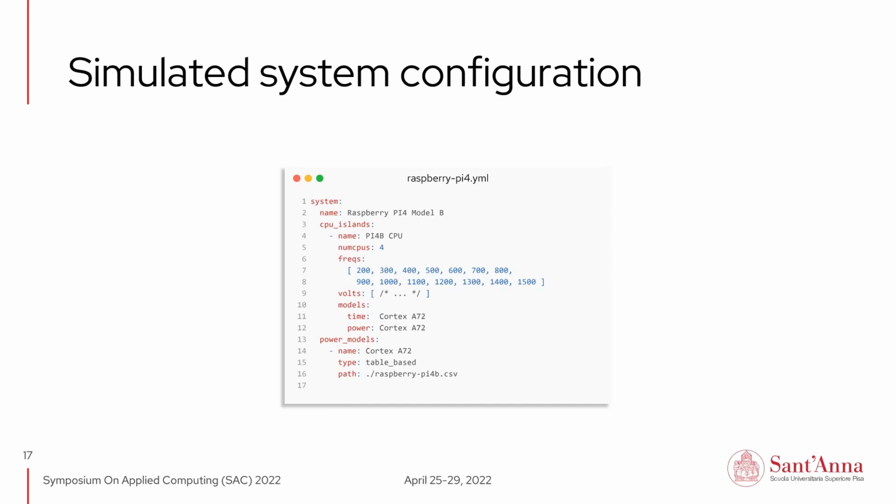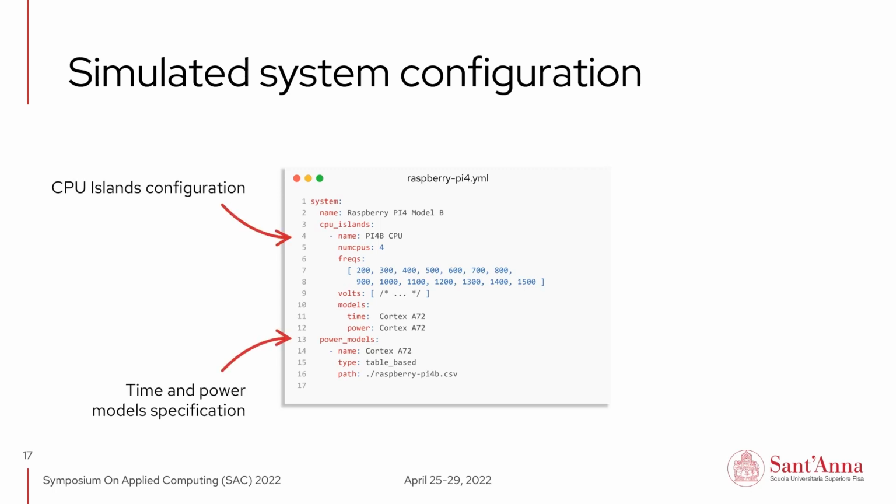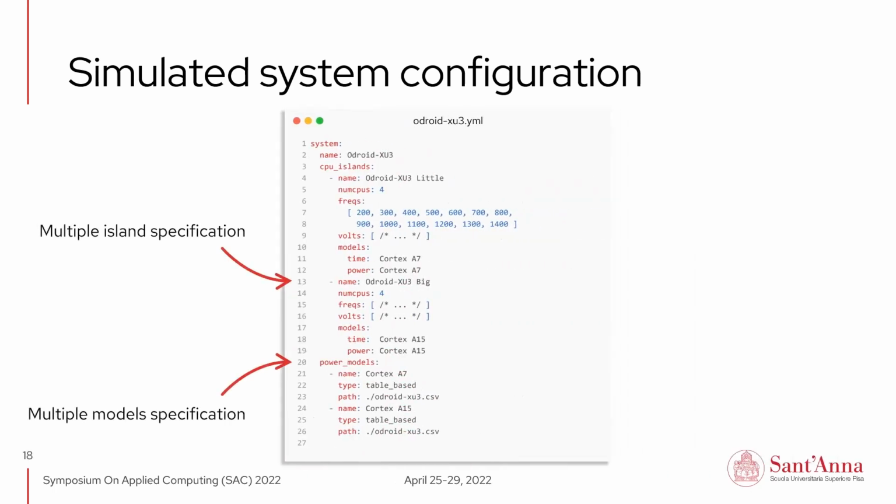To declare static properties of the hardware platform, the number of CPU islands, CPUs, and OPPs available for each island, the user can edit a simple YML file. The configuration file is also used to specify which models to use to simulate the power and timing behavior. For more complex platforms, characterized for example by multiple islands and different core types, like the ARM big.LITTLE architectures or similar, multiple island specifications can be supplied, each associated with its own power and timing model. The simulator software will automatically instantiate all the required components to emulate a platform from the given description.